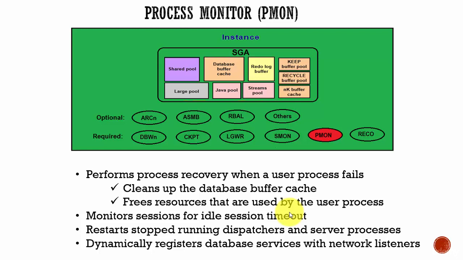The fourth point is it dynamically registers the database services with the network listeners. That means the process monitor regularly checks the status of the Oracle instance and updates the network listener saying, okay, my instance is active. If for some reason the instance is inactive or is stopped, immediately the process monitor will update the network listener saying the Oracle instance is down.